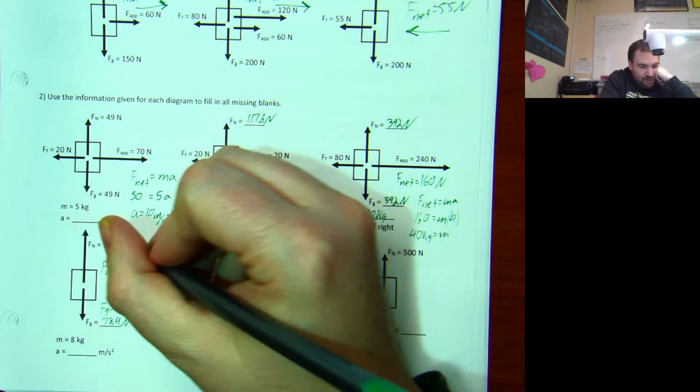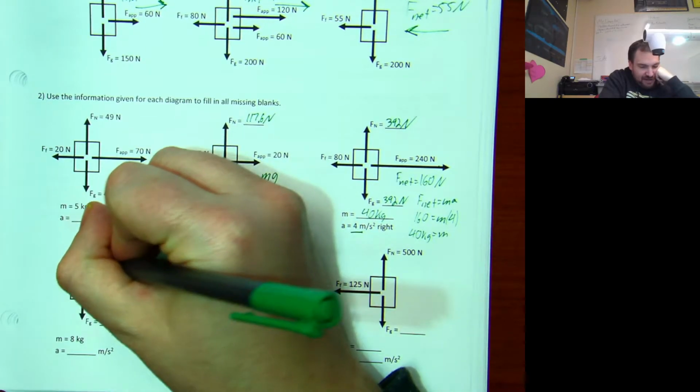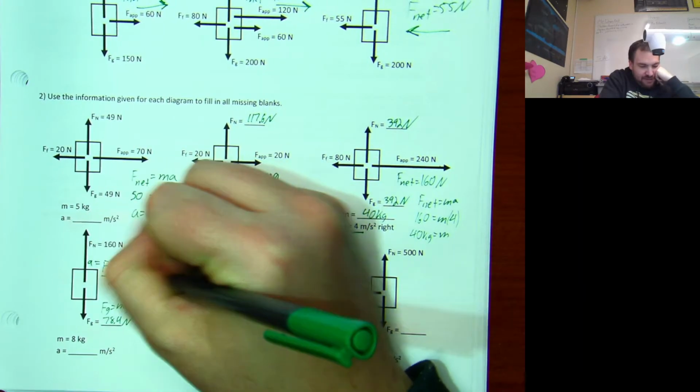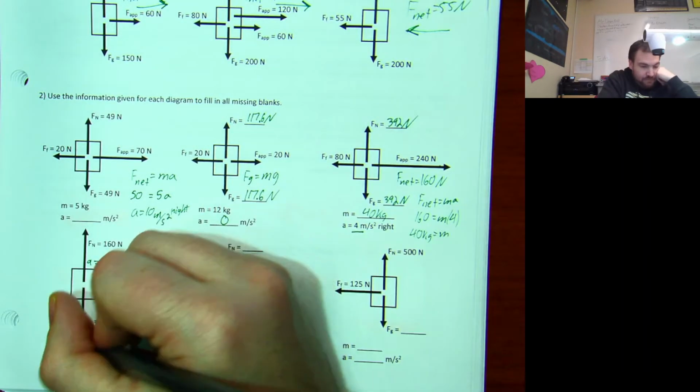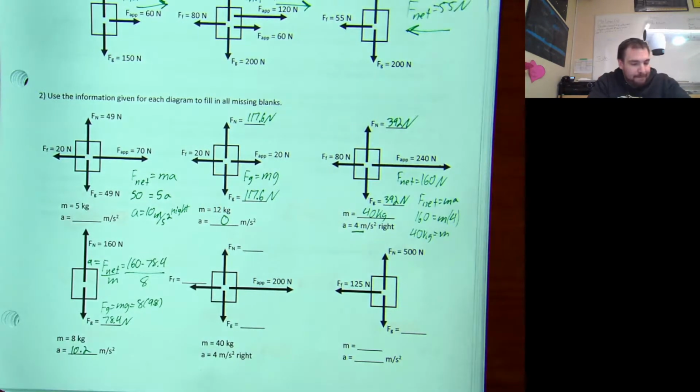Oh boy, hold on. Acceleration equals Fnet over mass. Is that over 8? Okay, so what did you get for the value there? 10.2 meters per second. Can someone verify? Okay, love it.